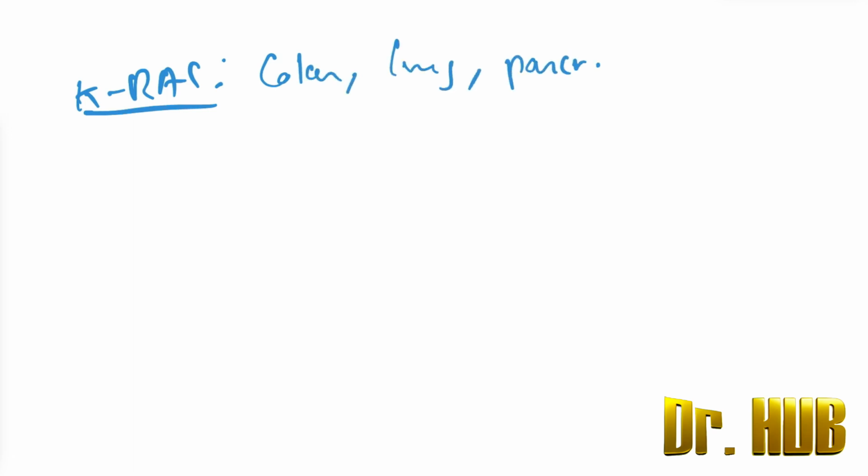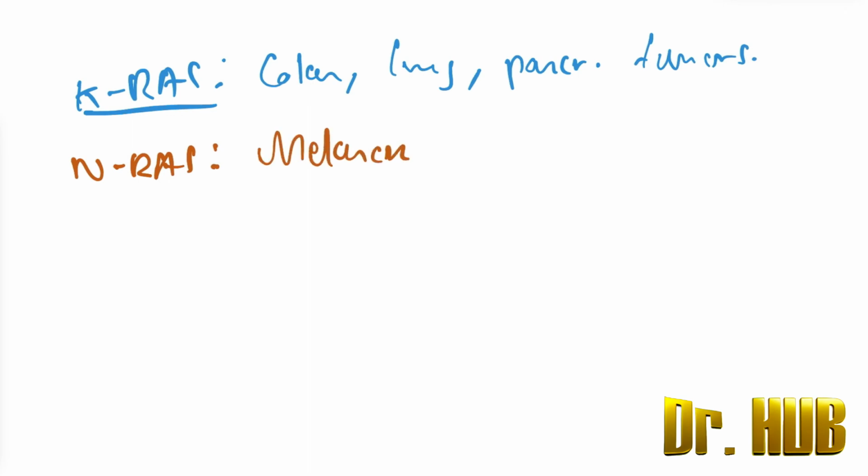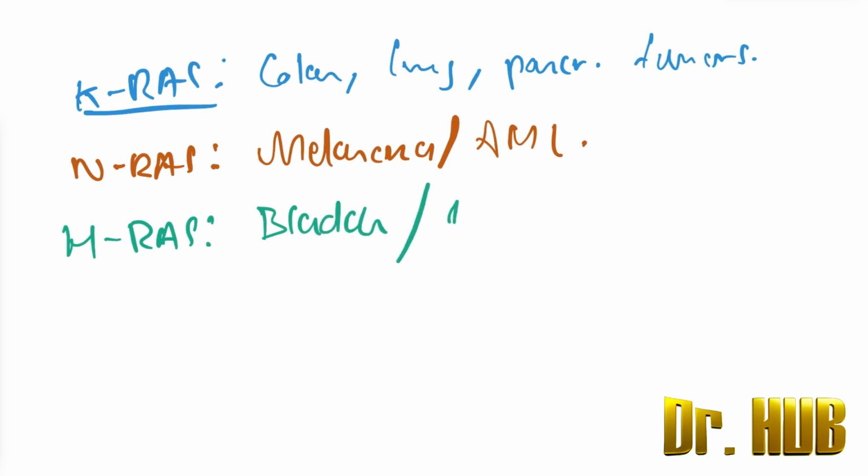Next, KRAS. KRAS stands for the colon, then the lung as well as the pancreatic tumors. The NRAS stands for the melanoma as well as the AML. Lastly, the HRAS, this is for the bladder as well as the kidney tumors.